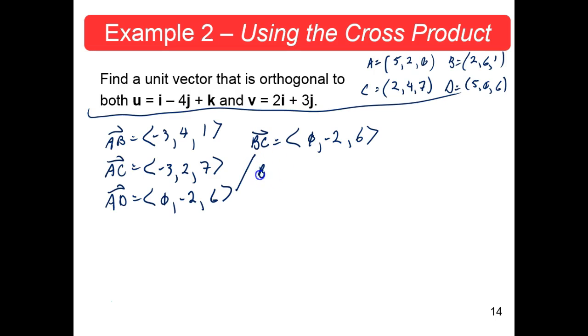All right, let's do BD. BD would be 3, what we're doing is D minus B, negative 6, 5. Well, that doesn't give us anything impressive. We've got one more pair to do, and that's CD. So CD would be 3, negative 4, negative 1.